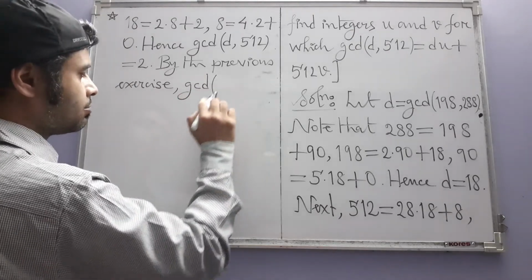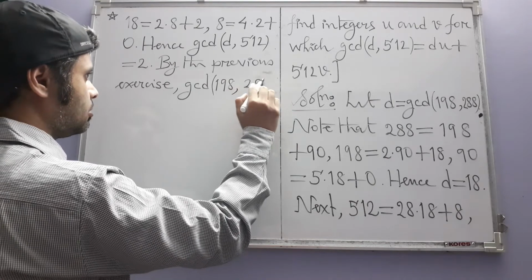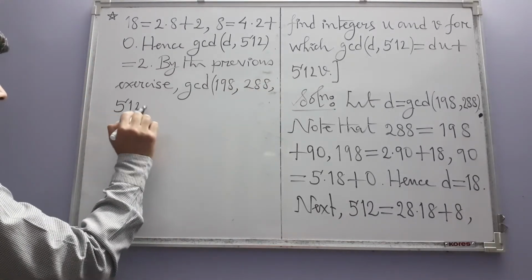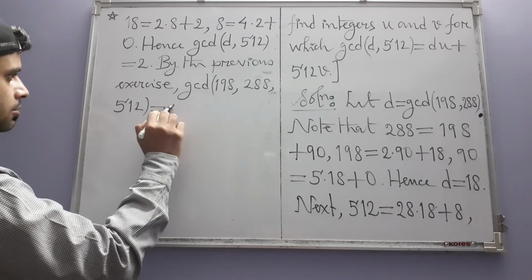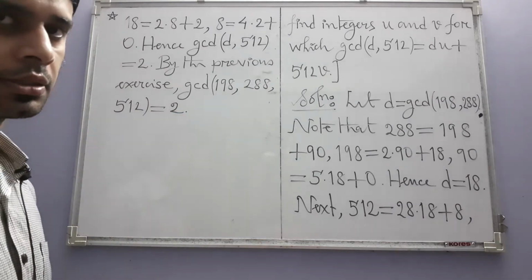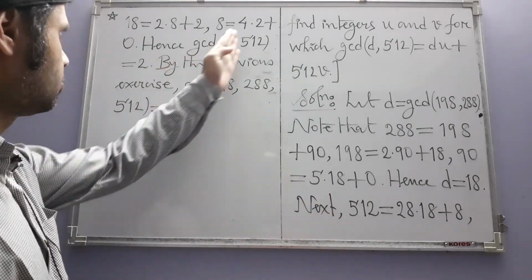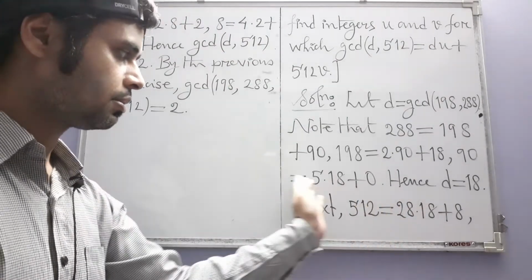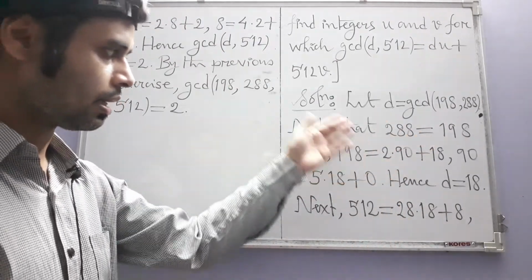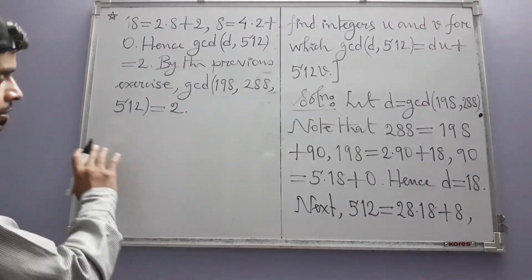We thus have GCD of 198, 288 and 512 is 2. Now we start the back calculations. We start from 2 and then follow these equations in this direction, and then the other equations in the backwards direction, and express.